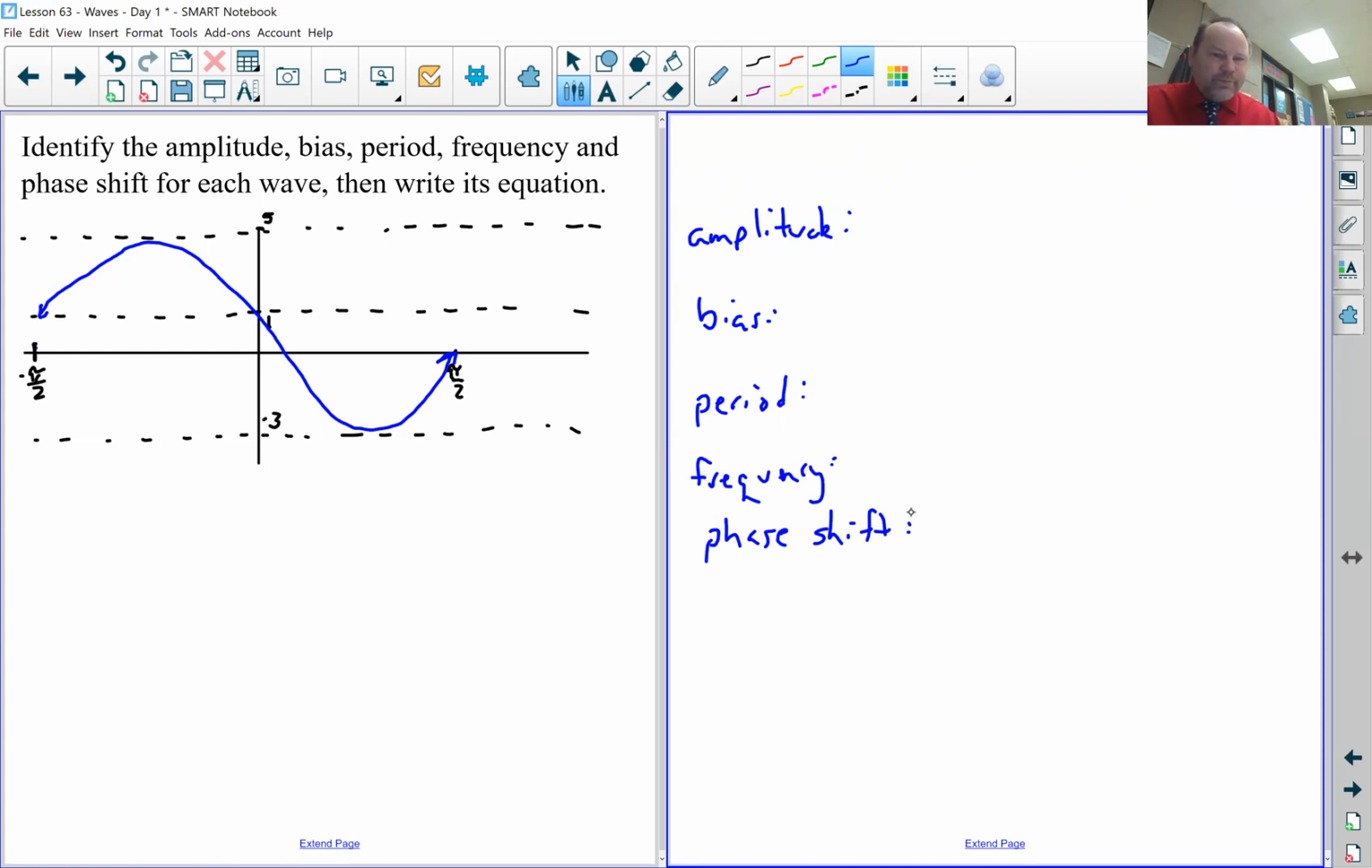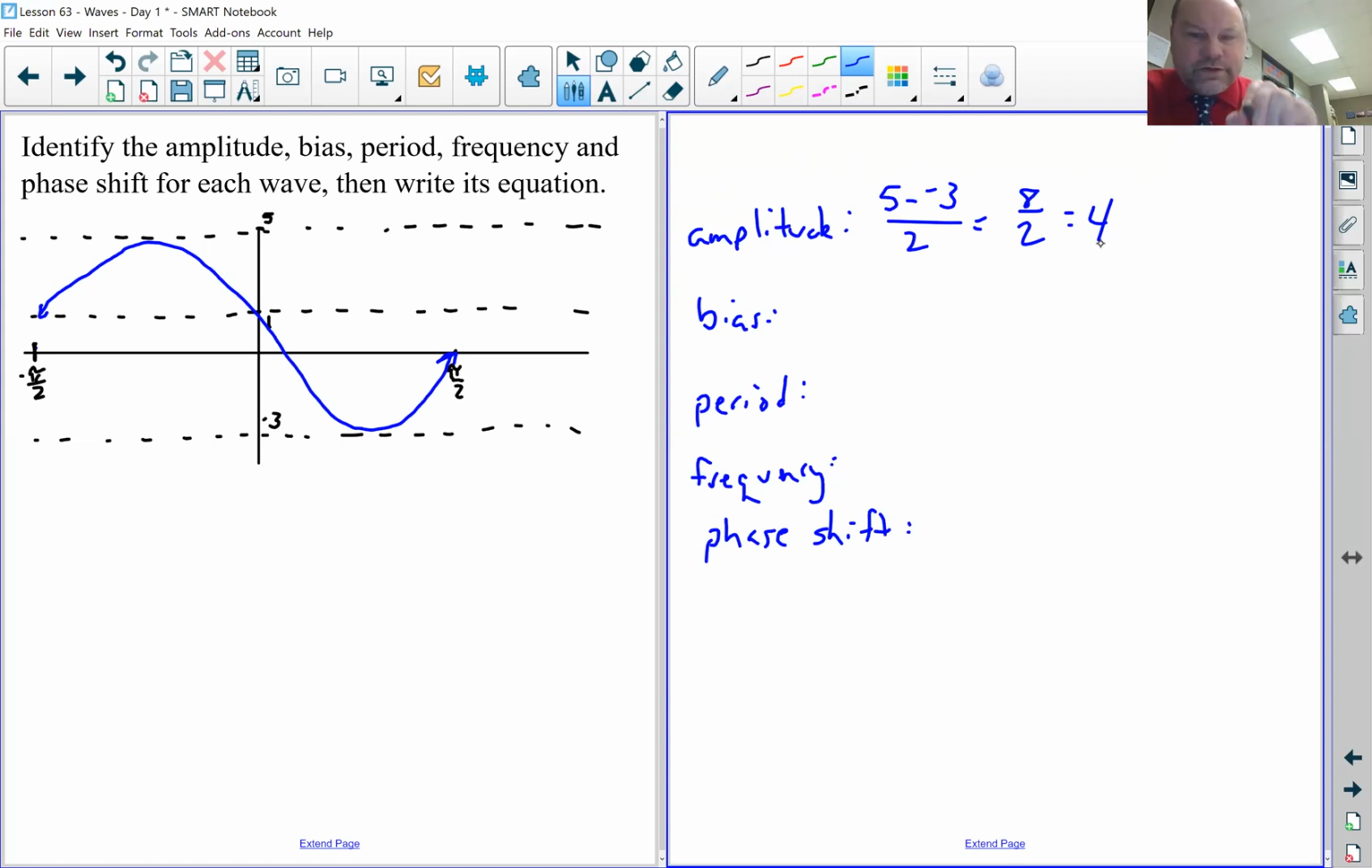So the amplitude, again, we take our maximum value minus our minimum value and divide by 2. So we get an amplitude of 4.